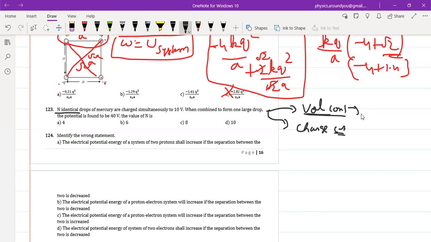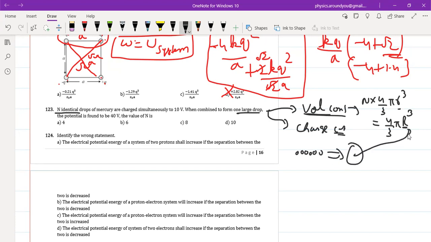And what does volume conservation mean? Initially, there are n identical drops, so n times the volume of one drop. Let the radius of the small drop be r. So the total volume is n into 4 by 3 pi r cube. That should be equal to the volume of the one large drop, which is 4 by 3 pi R cube, where capital R is the radius of the one big drop. Small n drops are equivalent to one big drop.